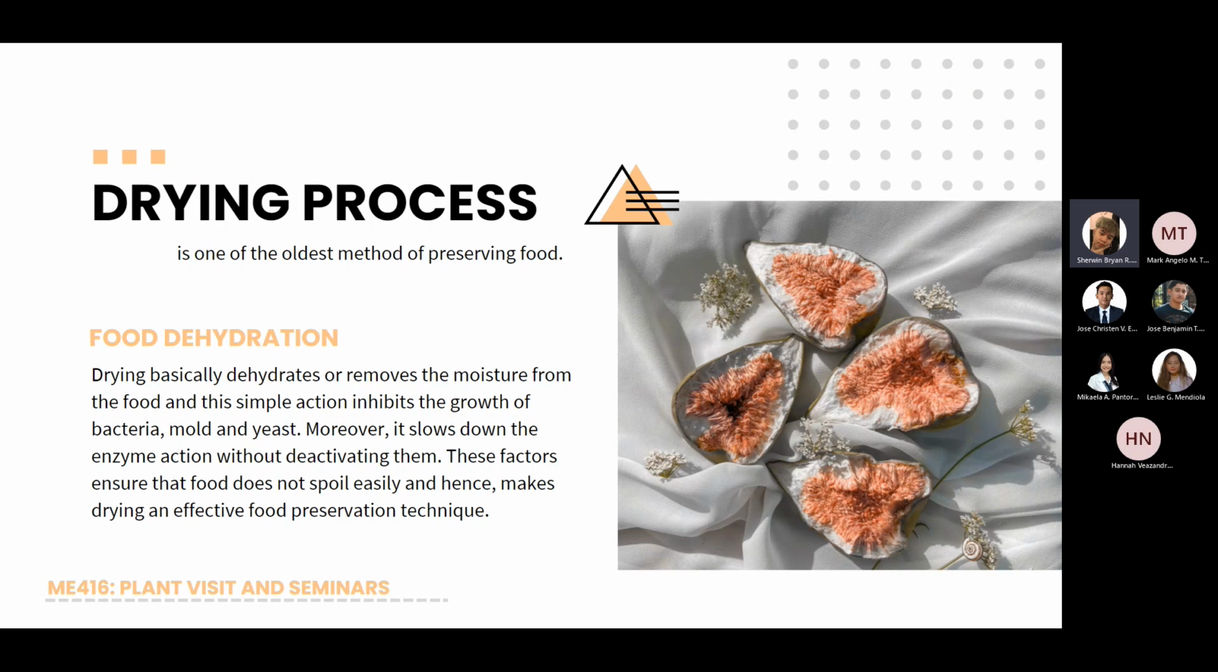Another factor that helps with drying food is humidity. Since involved sa drying yung pagre-remove ng moisture, low humidity will surely help the process.